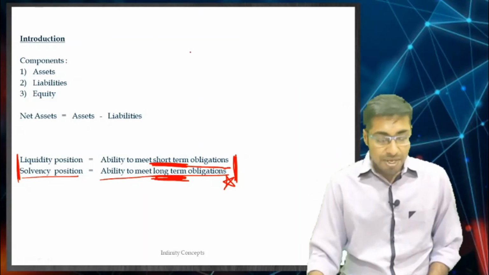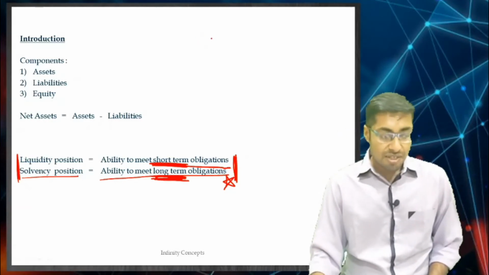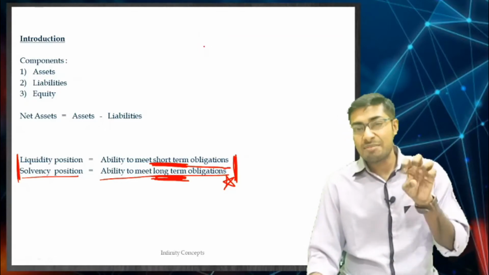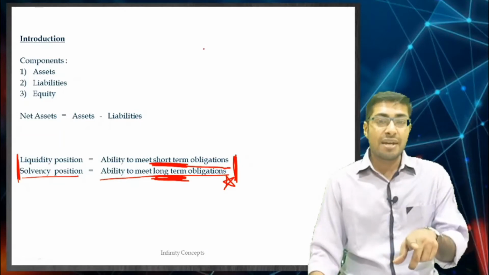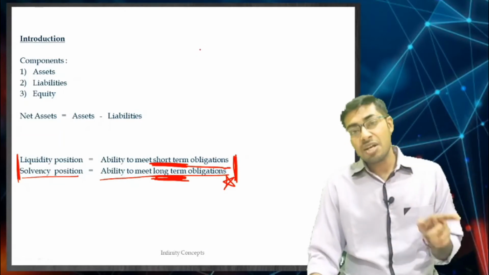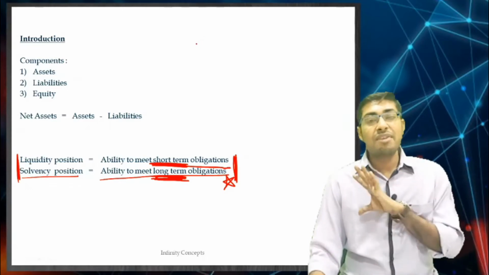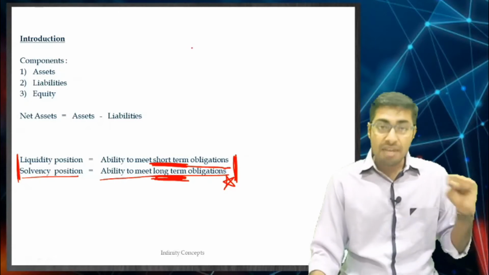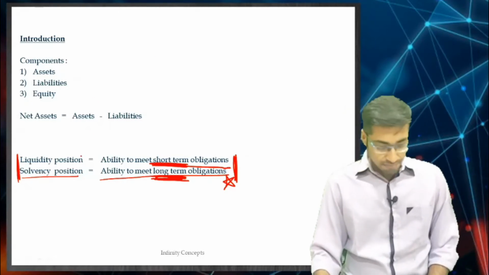So from a company's perspective, if in the short term they are unable to pay some money or there is some credit crunch or cash crunch, then we say that the liquidity position is bad. Only if in the long term they are not able to pay the money and the balance sheet looks very weak, with nothing on the asset side and a huge liability on the liability side, then we say that their solvency position is also very bad.